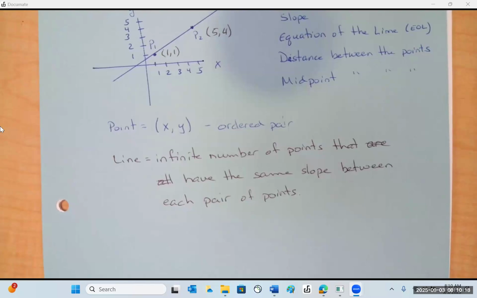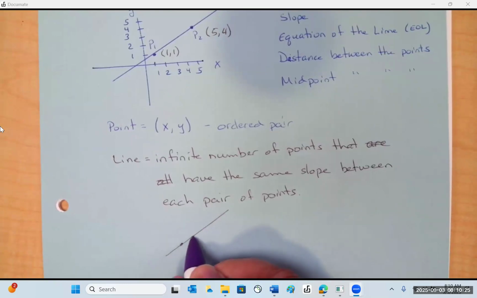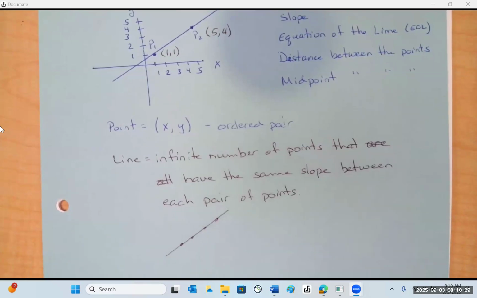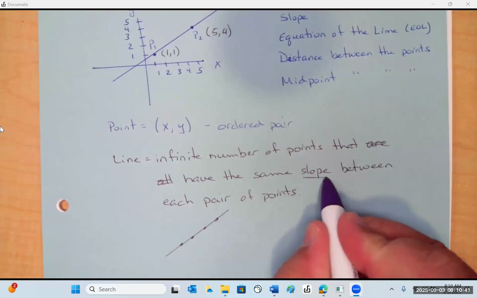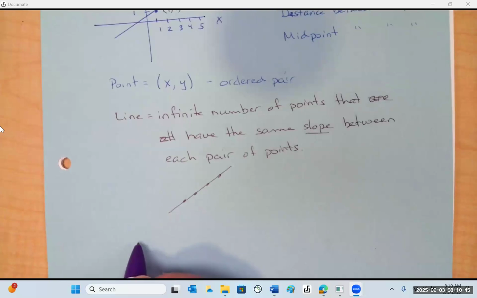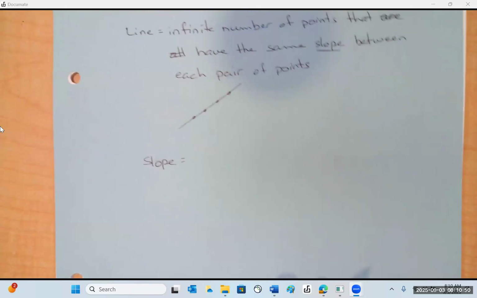Now, what does that mean? If we had a line, it is made up of an infinite number of points. Each one of these points on this line has to be connected by the same relationship. That relationship is the slope. So let's define that first. What is a slope? In words, what is a slope?